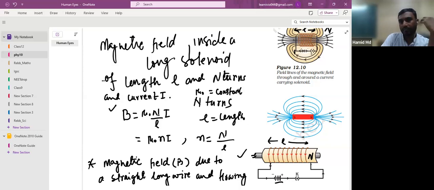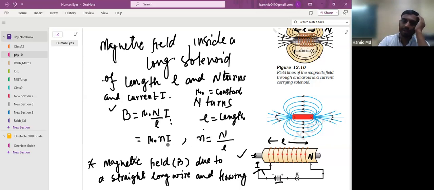Clear? Where mu naught is a constant, it has some finite value. Leave it for now, for example. And N is the total number of turns. Suppose it has 1, 2, 3, 4, 5, 6, 7, 8, 9 turns. And L is the length and I is the current flowing through it.